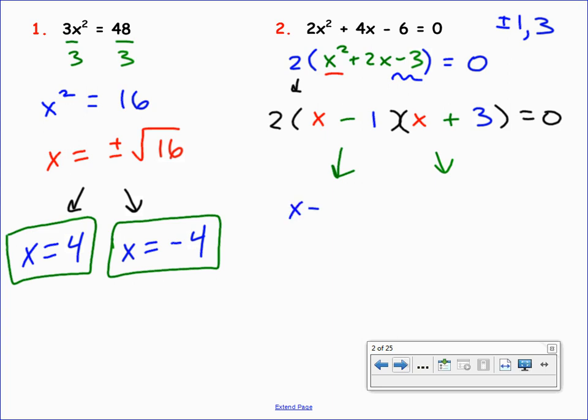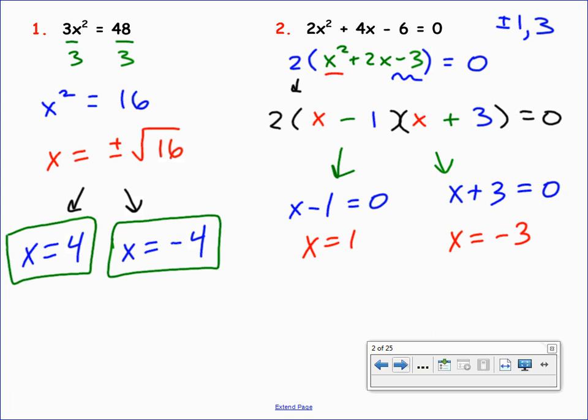So I'll go ahead and break it up. x minus 1, does that ever equal 0? x plus 3, does that ever equal 0? And solve separately. So it looks like x equals positive 1, x equals negative 3, and you could have gotten those, right? You could have gotten those by factoring without doing a GCF problem, but you still should have gotten the same solution.